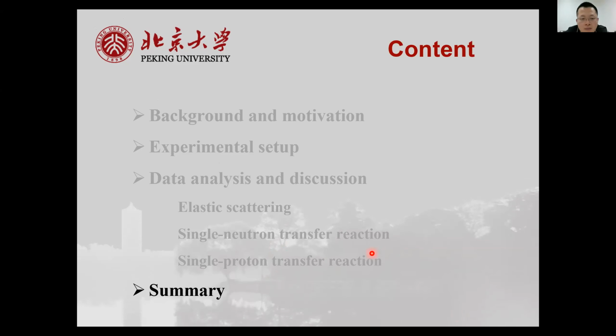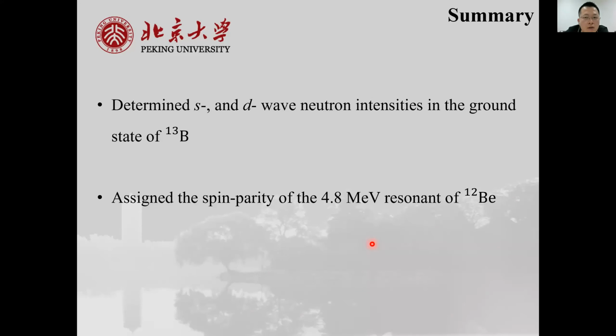Okay, finally is a brief summary. In our experiment, we determined the S, P, and D wave neutron intensities in the ground state of boron 13 and assigned the positive parity to the 4.8 MeV resonance of beryllium 12.